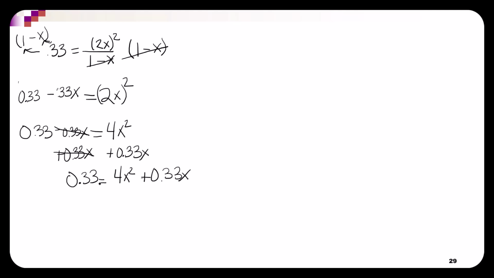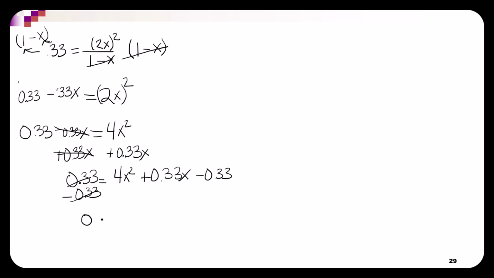Now to move that 0.33 over to the left-hand side, again, I'm going to do the inverse. So the inverse is subtracting. So minus 0.33. Those cancel. Whatever I do to the left side, I also have to do to the right side. So we're going to subtract 0.33. Okay. Now we have the following.